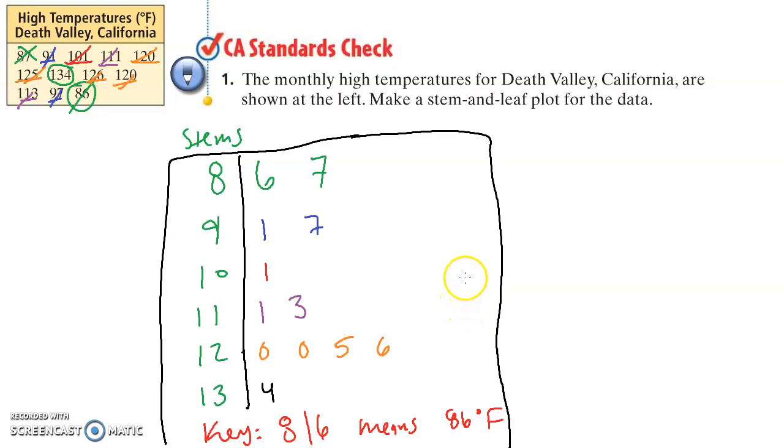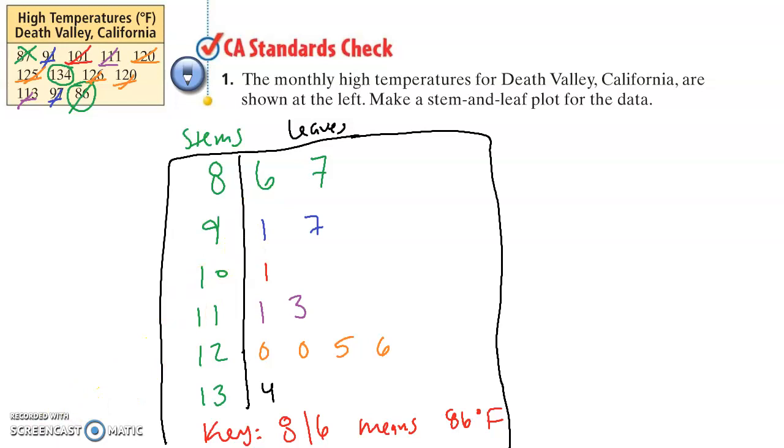So how many data points did I have? Well, 1, 2, 3, 4, 5, 6, 7, 8, 9, 10, 11, 12. I have 12 leaves, so there should be 12 digits here. 1, 2, 3, 4, 5, 6, 7, 8, 9, 10, 11, 12. I'm just doing this as a double check to make sure I have all of them in there, all of them accounted for, everything is in order, and now I have my stem and leaf plot.